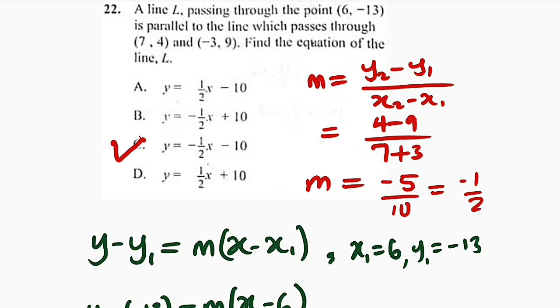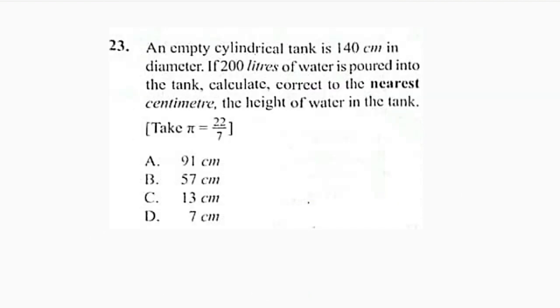Now let us move on to question number 23. All right, here is question number 23. The question reads, an empty cylindrical tank is 140 centimeter in diameter. If 200 liters of water is poured into the tank, calculate, correct to the nearest centimeter, the height of the water in the tank. All right.